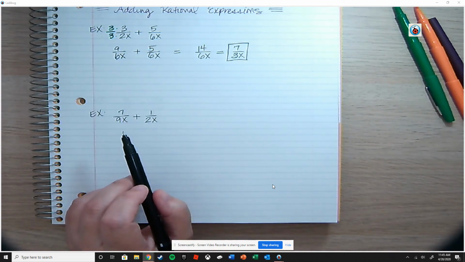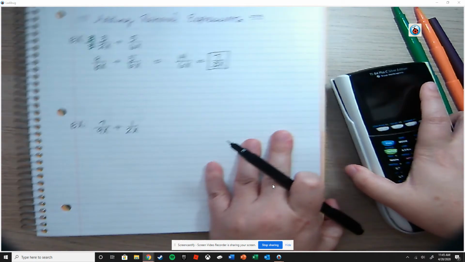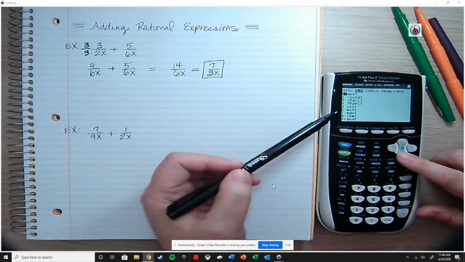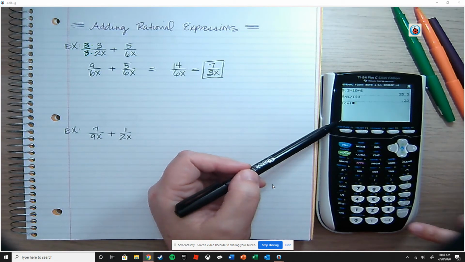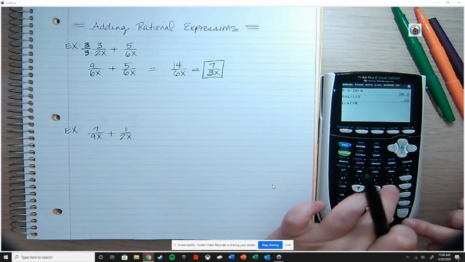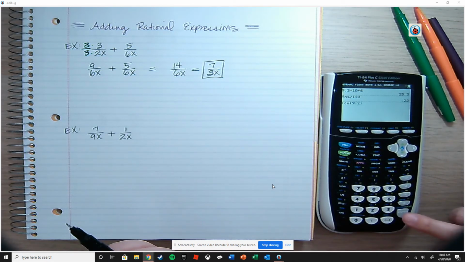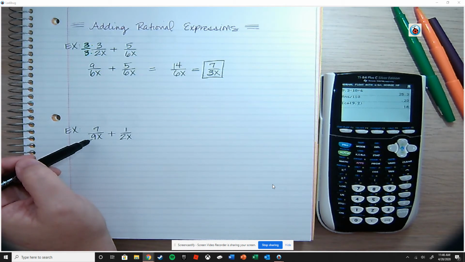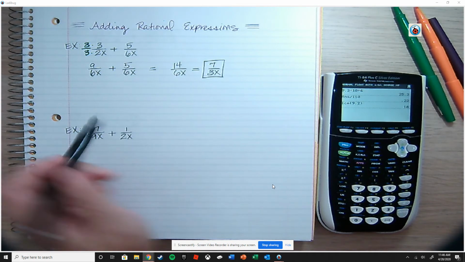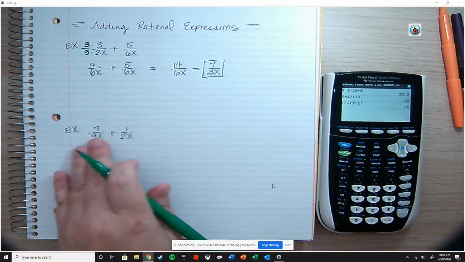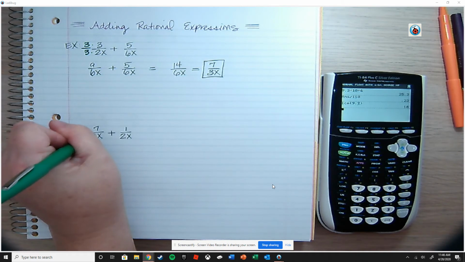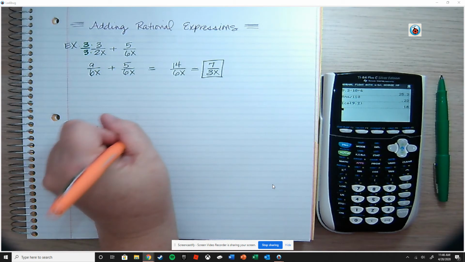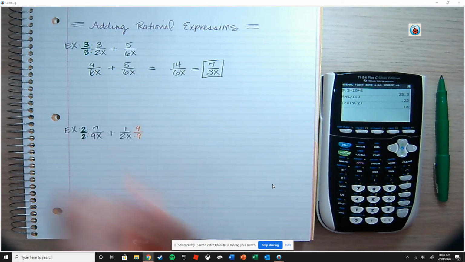Now, there's a feature on your calculator. So if you go over to math, you go over to number, you go down to 8. There's your least common multiple of 9 comma 2 is 18. Okay, so I need to multiply 9 by something to get 18, and multiply 2 by something to get 18. So now it's going to look different for each fraction. So I'm going to multiply this one by 2, so the top and the bottom by 2. And I'm going to multiply this one, top and the bottom, by 9.